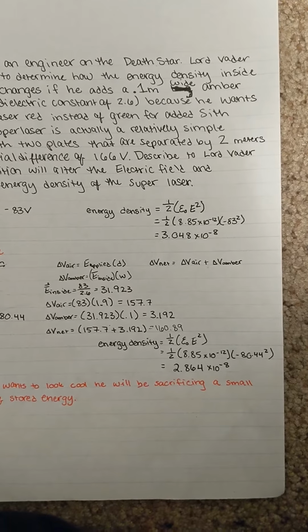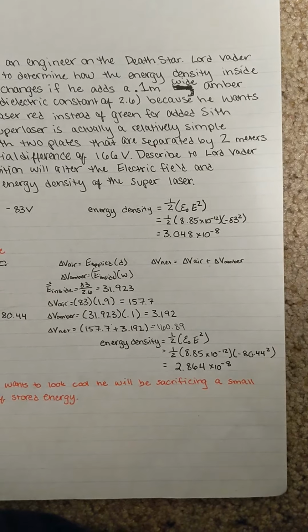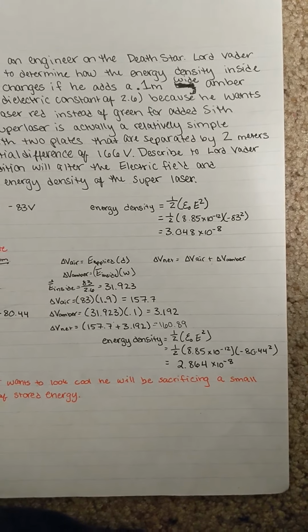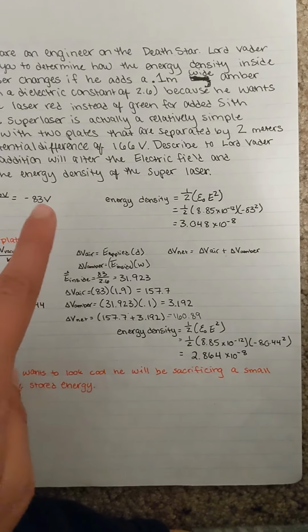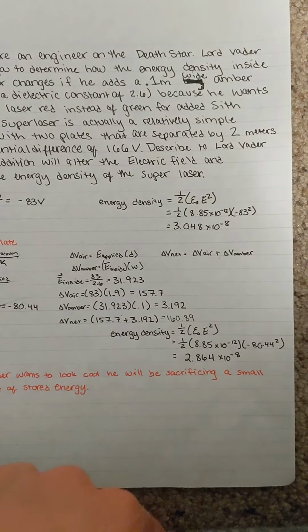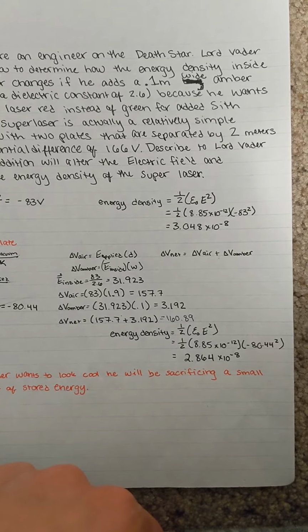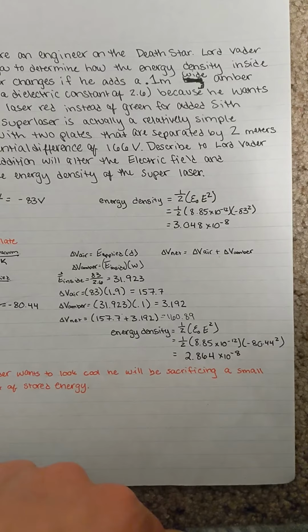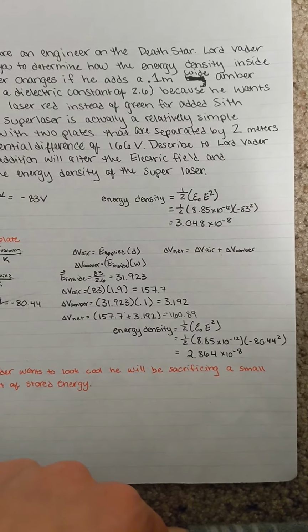We find that energy density is equal to 1/2 times epsilon naught E squared, where E is just the E that we calculated over here. And so we get that our energy density in our original condition is 3.048 times 10 to the negative 8th.